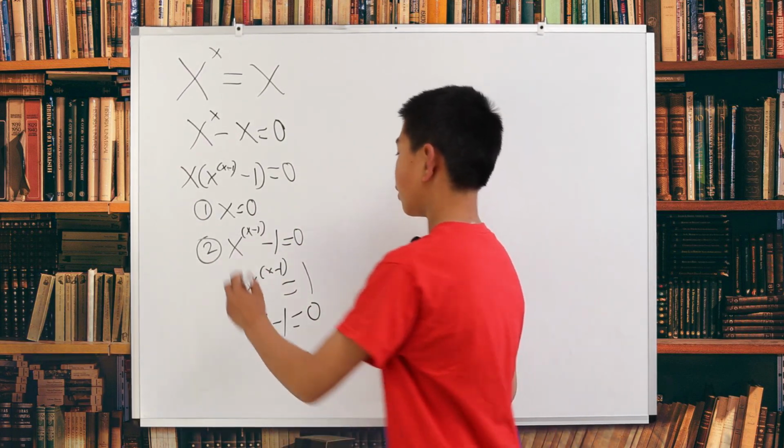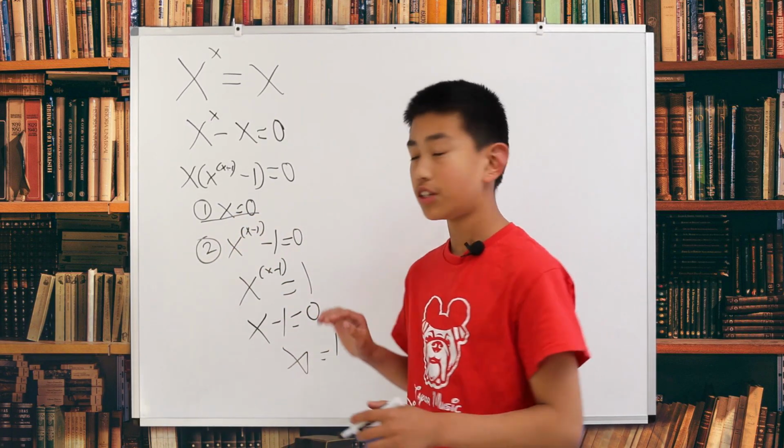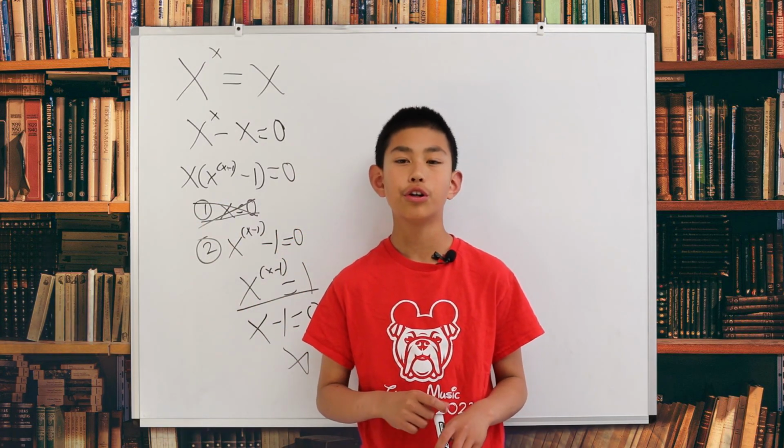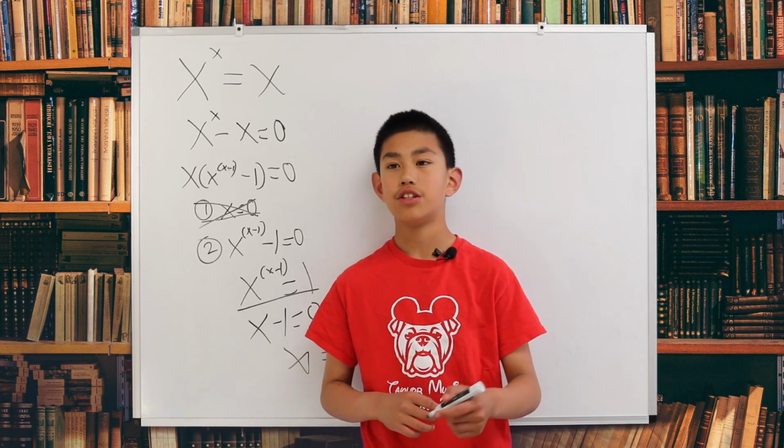But the thing is, this is wrong, because the bottom can't be 0. So this isn't right. And there's also a third solution to this problem, where x is negative 1.